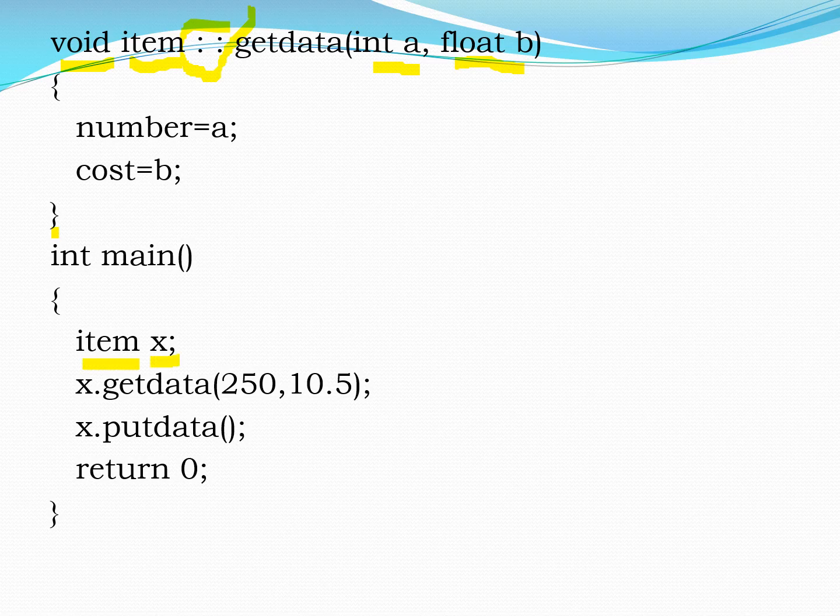I have created one object called X. When I want to access any data members or member functions which belong to a class, it should be accessed by using an object with the operator called the dot operator. X dot get data. Once I access x dot get data, I'm going to pass the value 250, an integer value, comma, the second value is 10.5.